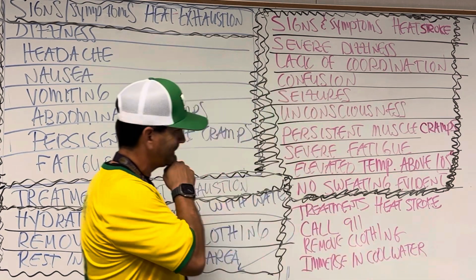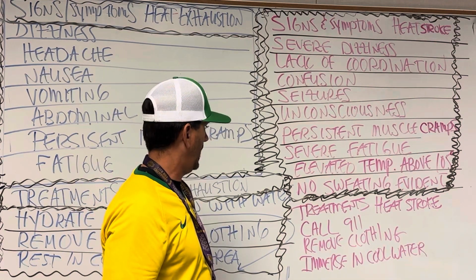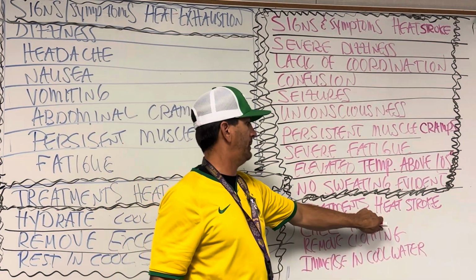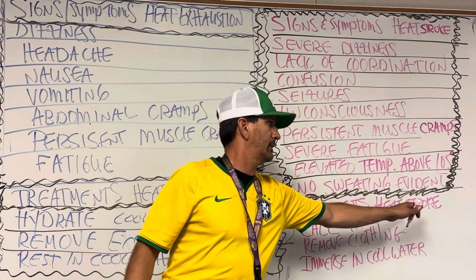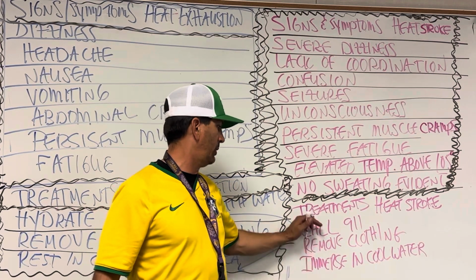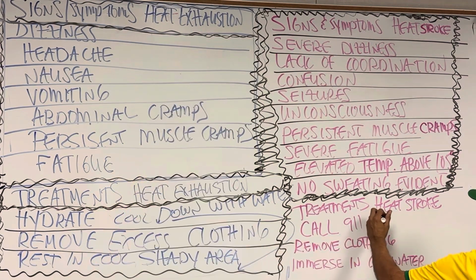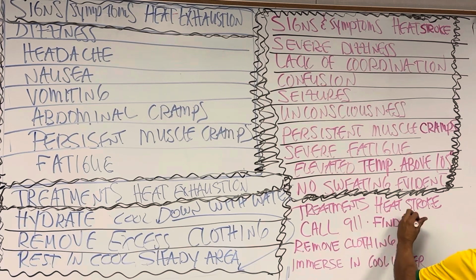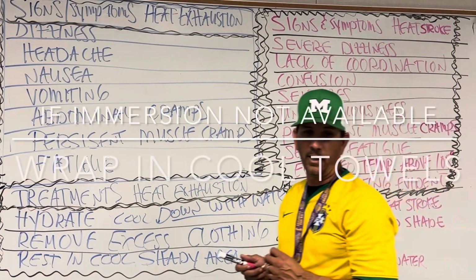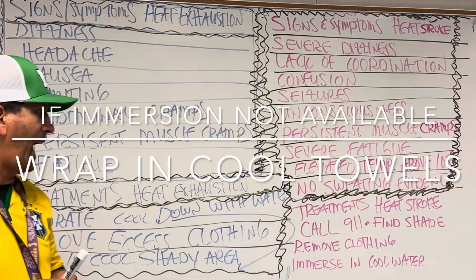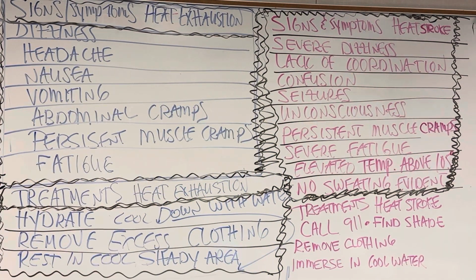I'm going to write the fourth and the fifth one here so it fits on the board and in the camera. But don't add it to this column, just keep adding it to this column. So 1, 2, 3, 4, 5. I'm just going to tell you the fifth one because it won't fit on the board however I try. The fifth one is: if immersion is not available, wrap in cool towels.